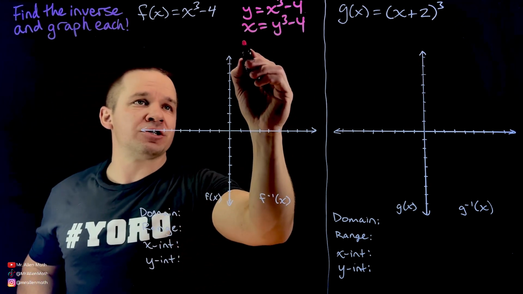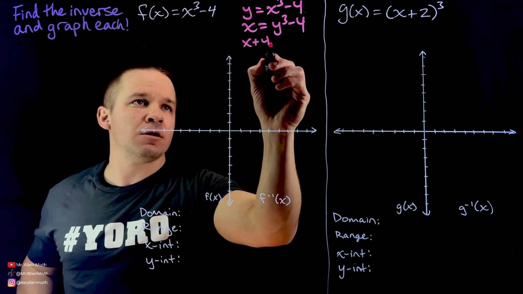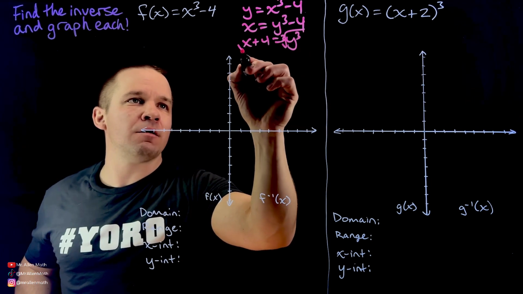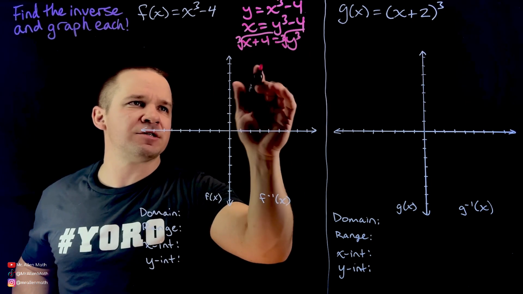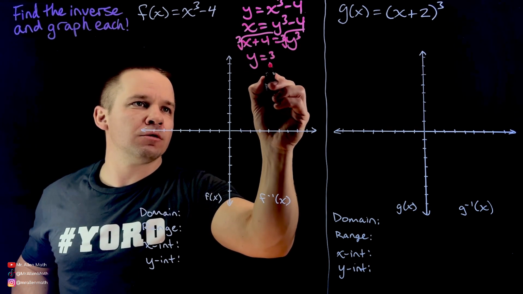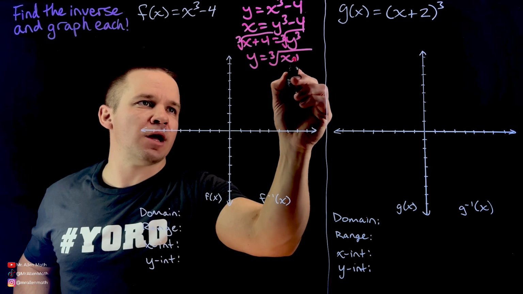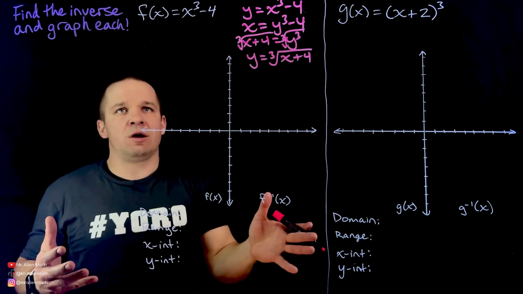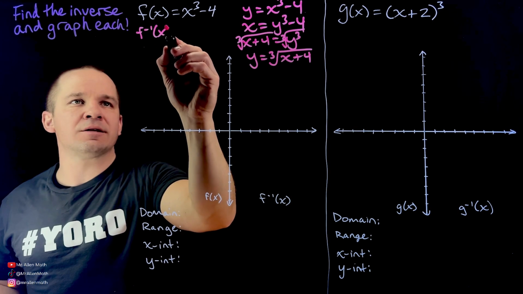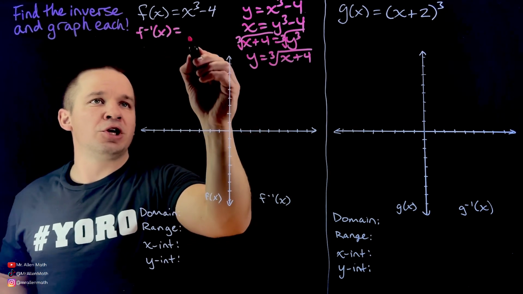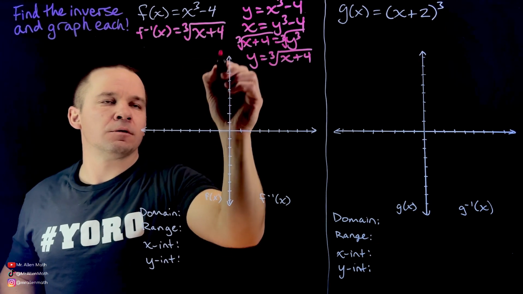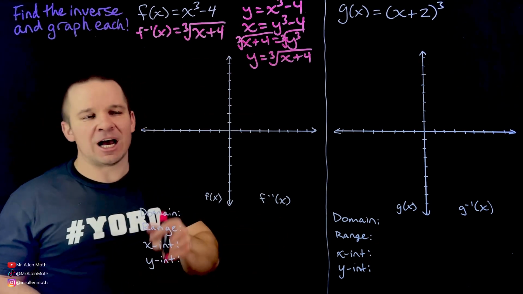So I'm going to add 4 to each side. I'll get x plus 4 equals y cubed, and then I will go ahead and cube root on both sides. And I'm going to swap how this is written now. We're going to have y equals the cube root of x plus 4. Okay, so there we go. So my inverse here, f inverse of x equals the cube root of x plus 4. Nice. Excellent. First thing done. Check it off the box.